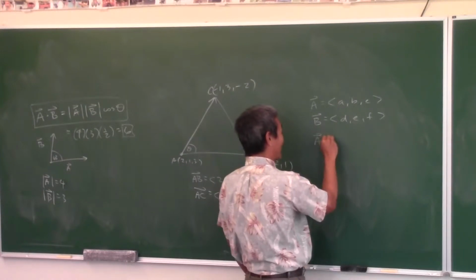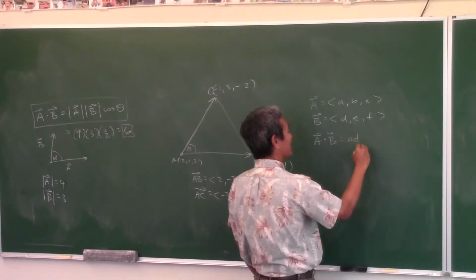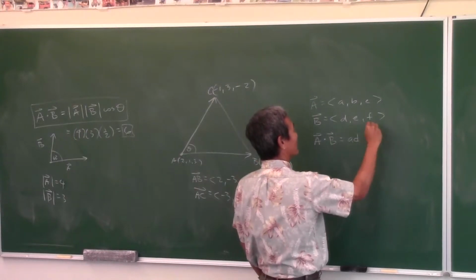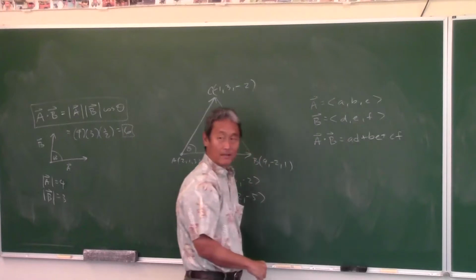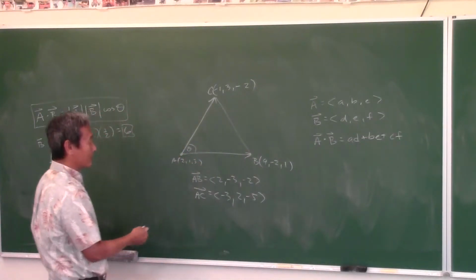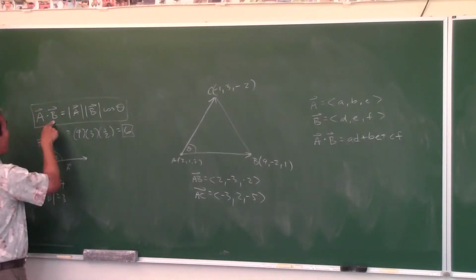Then to compute the dot product, all you do is multiply the x components, multiply the y components, multiply the z components, and then add them up. And that's why we want component form, because it's just way easier to work with. So that's a theorem.